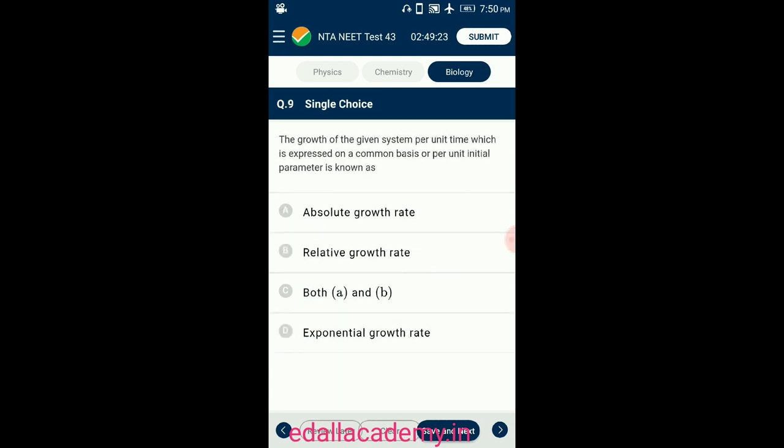Question number 9. The growth of the given system per unit time, which is expressed on a common basis or per unit initial parameter, is known as. Quantitative comparisons between the growth of living systems can be made in two ways. Measurement and comparison of total growth per unit time is called the absolute growth rate, and the growth of the given system per unit time expressed on a common basis per unit initial parameter is called the relative growth rate. So the answer for this question is option B, relative growth rate.